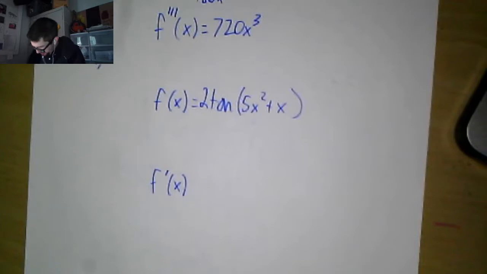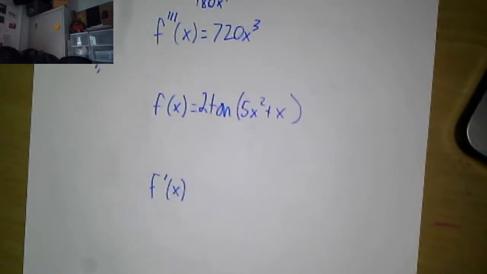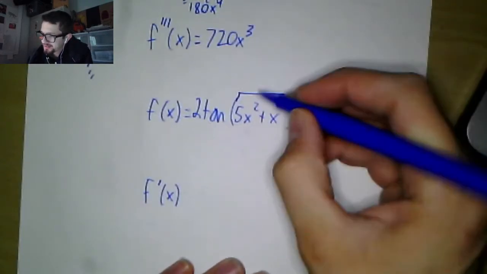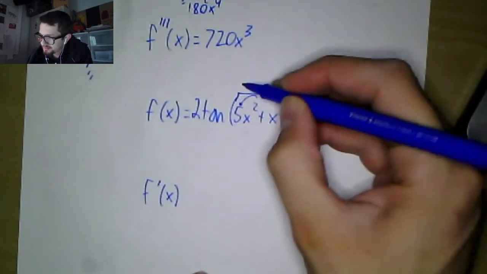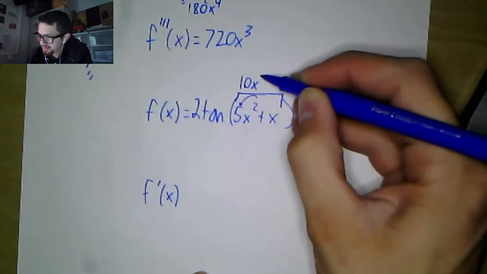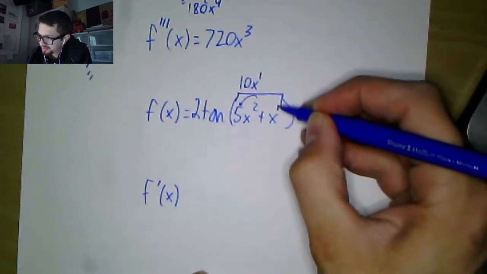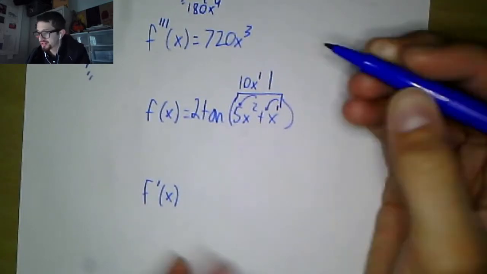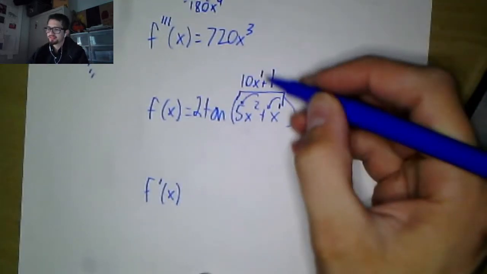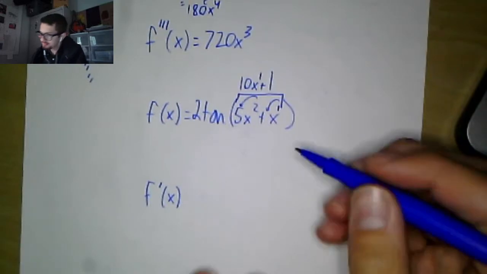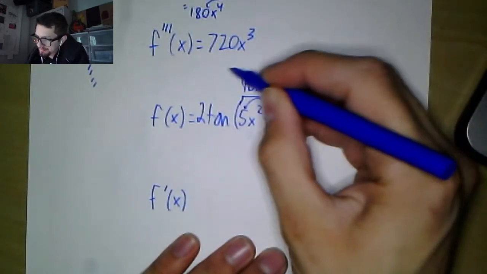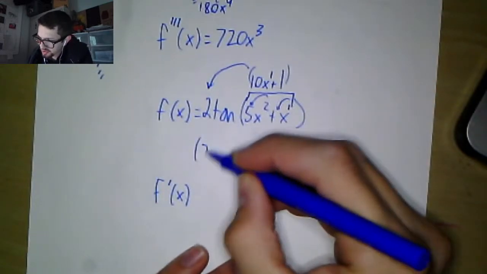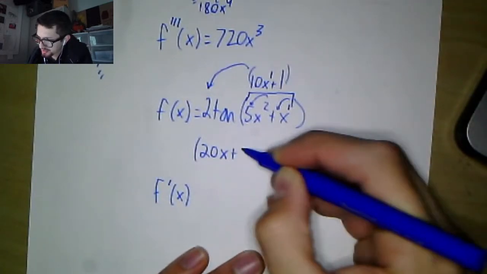So, oops. Drop my pen. The derivative of 5x squared plus x. 2 times 5 gives me 10. Drop the exponent by 1. x to the first. 1 times 1 is 1. Drop 1 to the 0. There's no more x's. This is 10x to the 1 plus 1. So this is going to get multiplied by this 2, which would give me 20x plus 2.